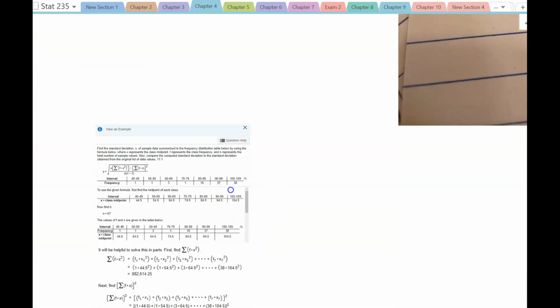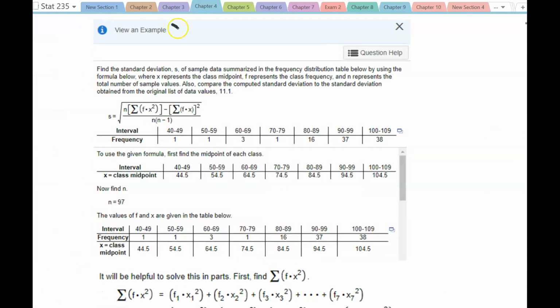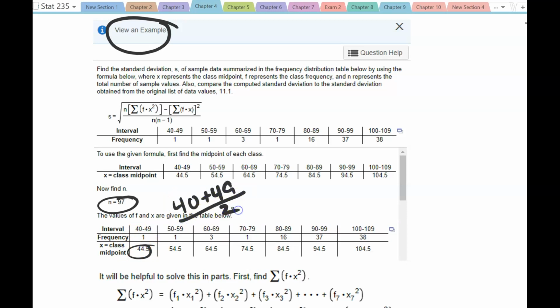Your book goes through an example of this. If you click on the view an example in this homework, you can see the first thing they do is they find N, and in the interval they find the midpoint, and you can find the midpoint by taking the bounds divided by 2. So in this case, 40 plus 49 divided by 2, that would give you the 44.5 and so forth. So this is your class midpoint. That's going to be your X value. Your frequency is going to be whatever numbers are in that column.